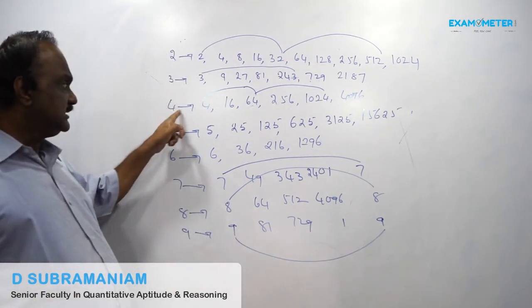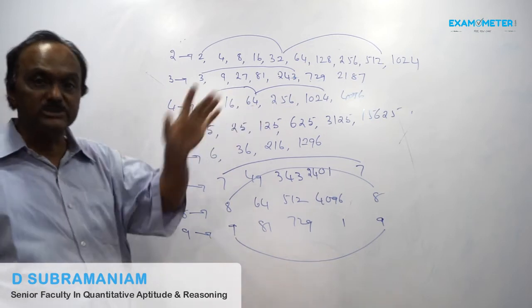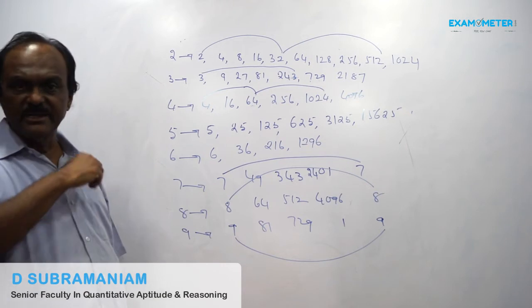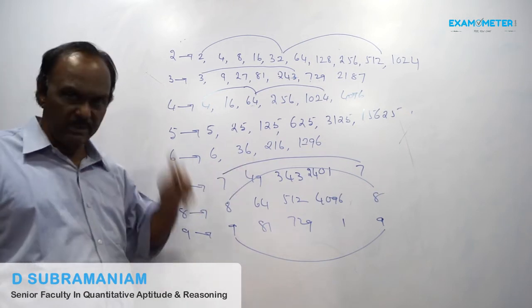For 4 series, after every 2 places, unit place is the same. For 5 series and 6 series, it is fixed. This you have to remember.